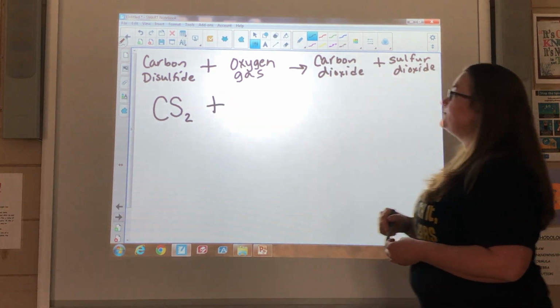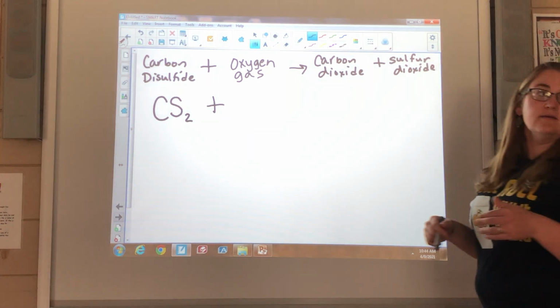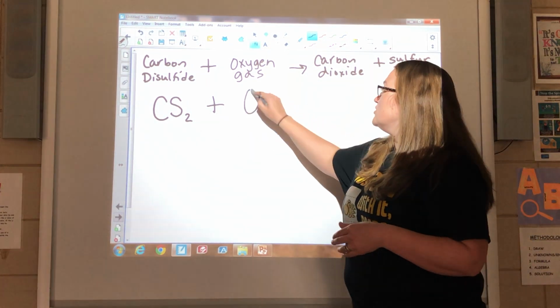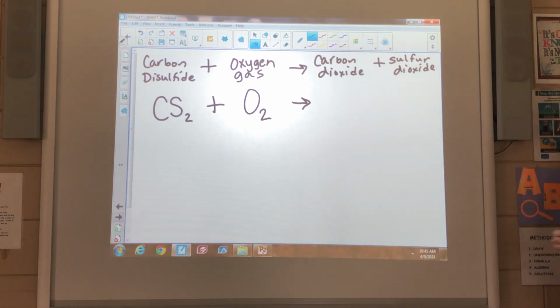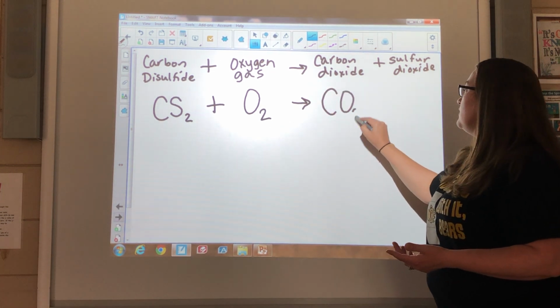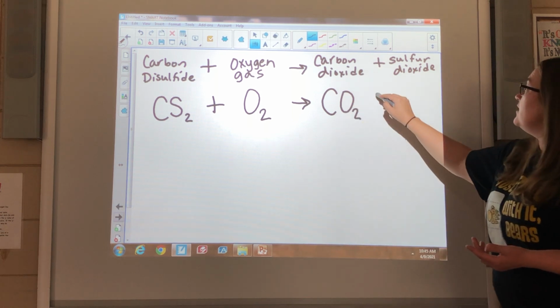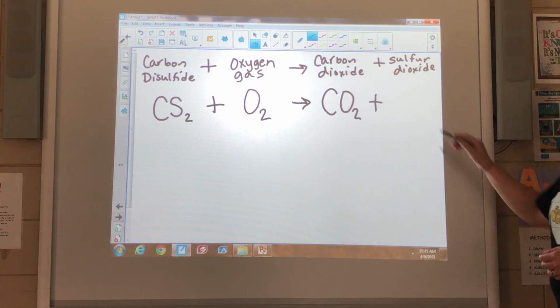Plus, what did I say oxygen gas was going to be? O2. It's going to be one of those diatomic molecules. So it's going to be O2. We know what carbon dioxide is. CO2. Carbon dioxide. And so what would sulfur dioxide be? SO2.